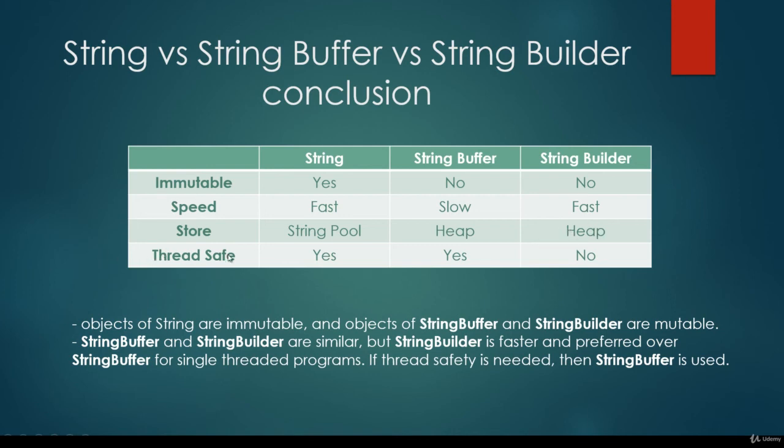As far as thread safety is concerned, strings are thread safe because they are immutable. StringBuffer is thread safe, but StringBuilder is not. So it is advisable to use StringBuffer whenever there are multiple threads in the application, but if it is a single threaded application, then StringBuilder is the best way to go because it is fast and because it is not immutable, which means that we keep updating the same object. Hence, it is memory efficient. Okay, so that's all about StringBuilder and StringBuffer.